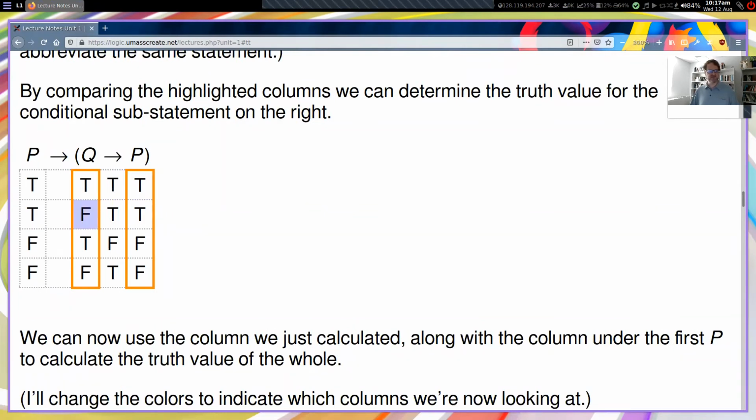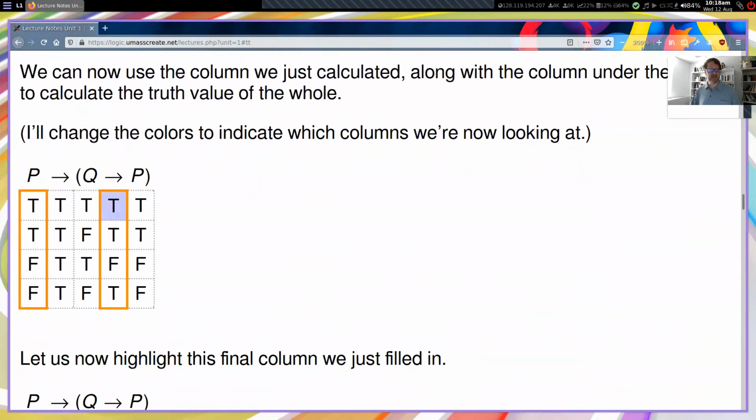So looking at the 2 columns here represented in orange, true arrow true is true, false arrow true is true, true arrow false is false. Remember, that's the only time an arrow statement is false, when you have true on the left and false on the right. False arrow false is true. Once I know that, I can take that value, so I'm going to write it under the column underneath the arrow I used to calculate it, and I'm going to take it along with this first column and use that to calculate the truth or falsity of the first arrow.